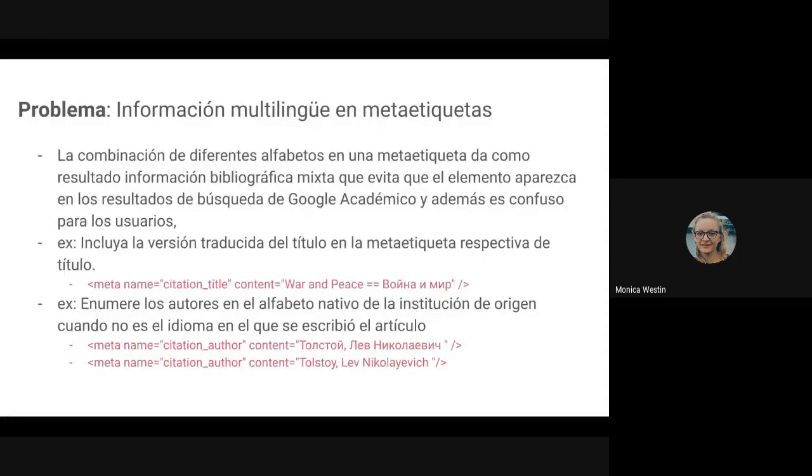A next common problem for OJS journals occurs when multiple languages or scripts are combined in the meta tags for a single article. This results in mixed bibliographic information, and it causes confusion both for the Scholar indexing system and for researchers who may, for example, click on a search result in Google Scholar that seems to be an article written in a familiar language and end up on a PDF they can't read.